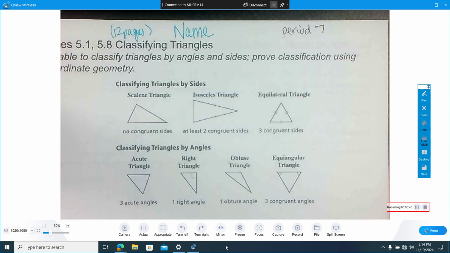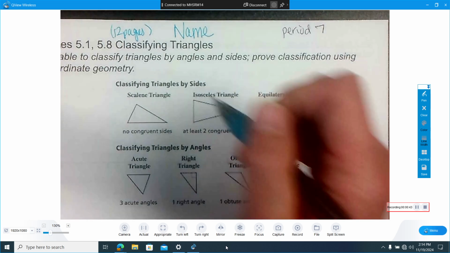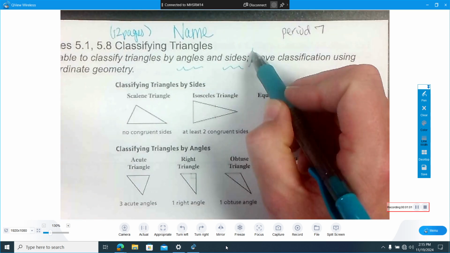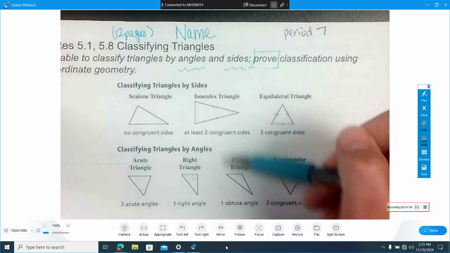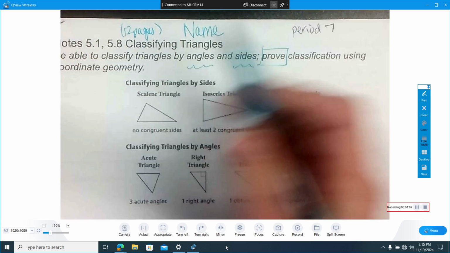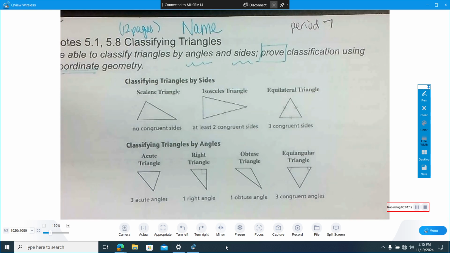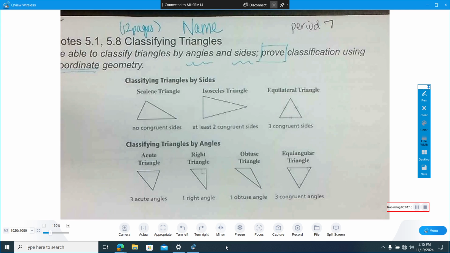Alrighty. Today we are classifying triangles by their angles and sides, which you have probably been doing since 3rd, 4th, 5th grade, somewhere around there. You learned a lot of these things back then. We're reiterating them again today. But the part that you are learning today is that we're actually going to be proving some of these classifications using coordinate geometry. And so we're going to do some coordinate proofs, is what they're called. And Delta Math does a really good job of walking you through everything you need.